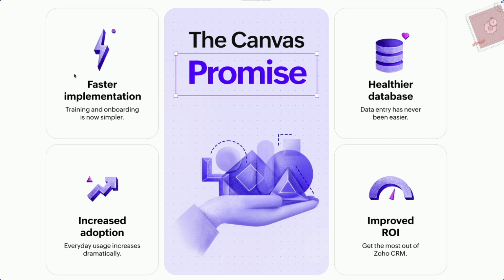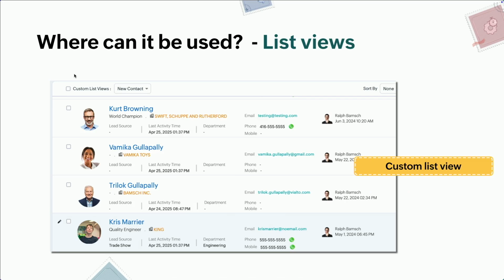The other one is healthier database. So for our larger companies, we might have hundreds of fields out there. It's not always easy to find the right one. So with Canvas, there's some data manipulation stuff we can do, but putting data in the right fields, of course, ultimately creates a better database, better reporting, better analytics, everything like that. And then all of these things, in turn, can increase your ROI.